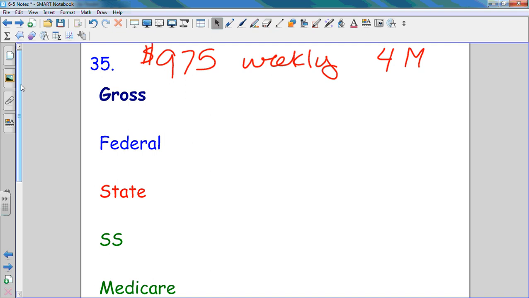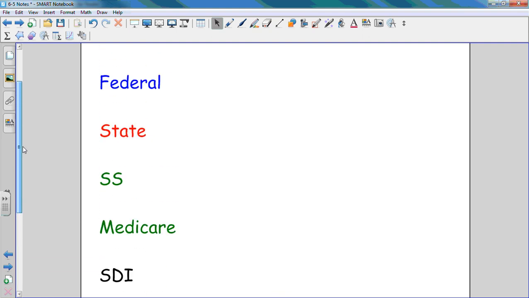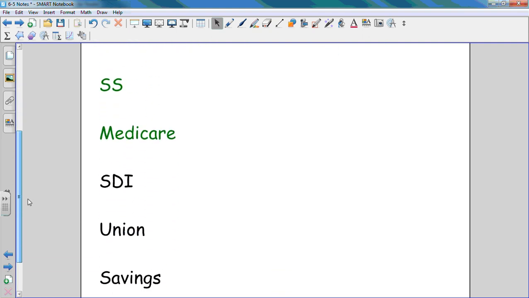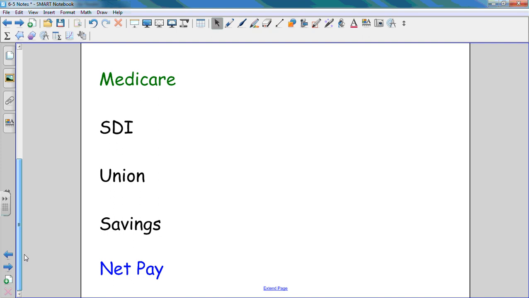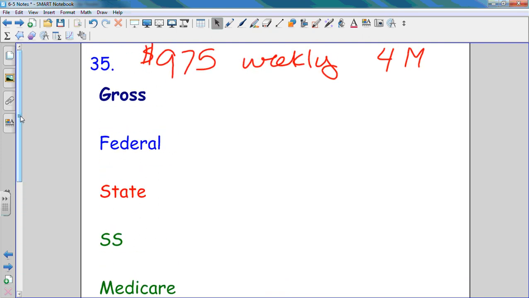Then I start jotting down what comes out. His deductions include FICA, Medicare, federal, state disability, state withholding, union dues, credit union savings. Find his net pay for this week in February. Okay, so I went ahead and listed them. Now I put mine in a different order. I do it usually in the order of what it is on your pay stub. So I have federal, state, Social Security, Medicare, state disability, union, and savings. I have them all listed down the side. Then I go ahead and figure out each one.